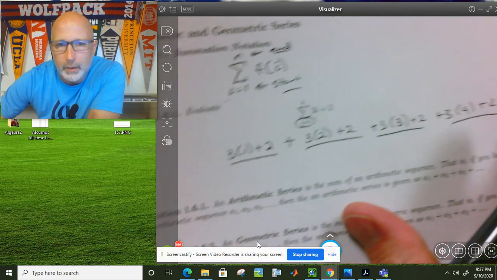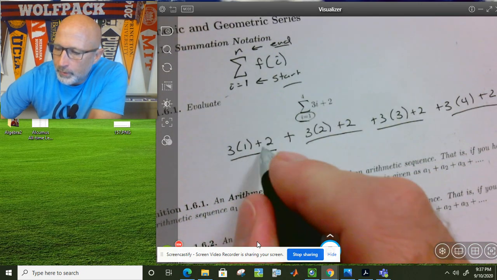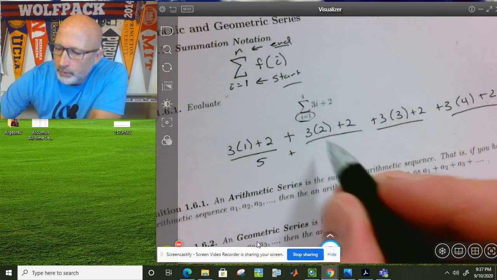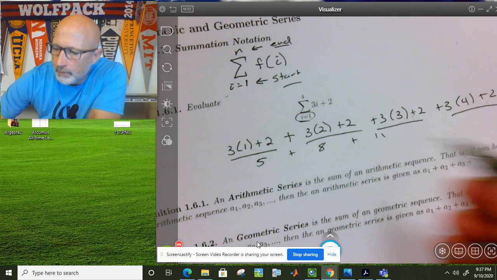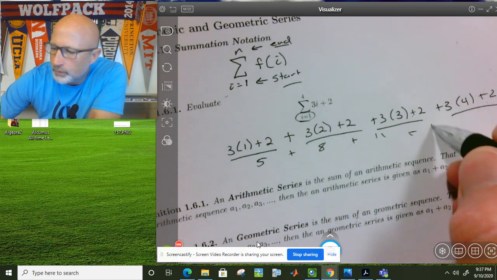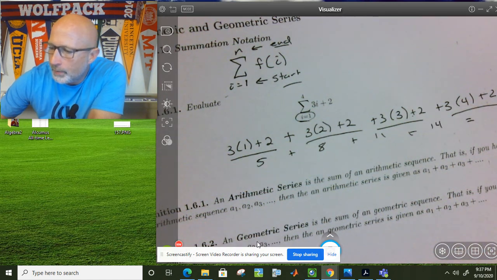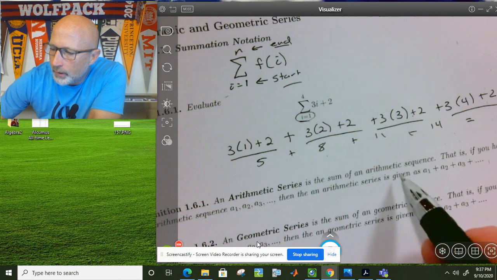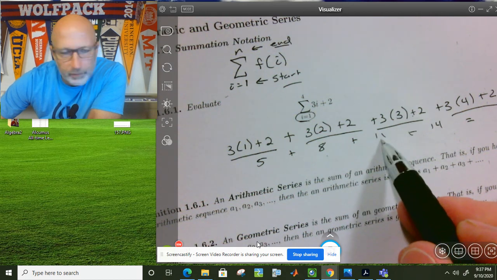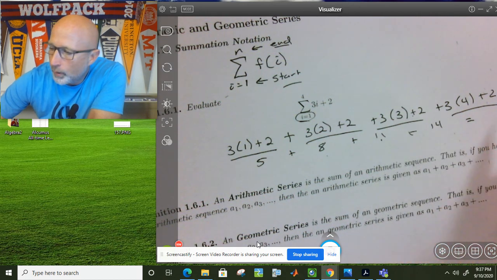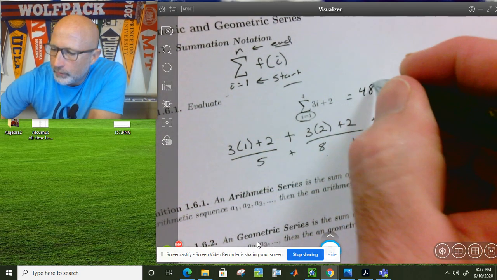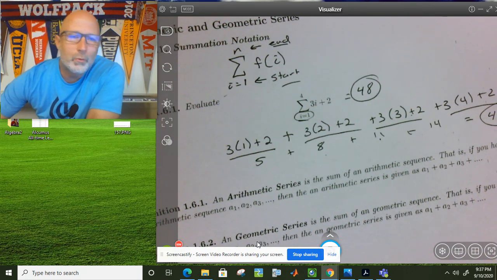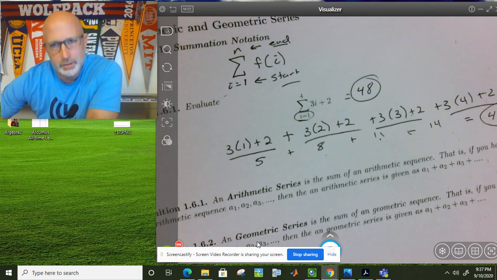And then I just evaluate this. So 3 plus 2 gives you 5, plus 6 plus 2 gives you 8, plus 9 plus 2 gives you 11, plus 12 plus 2 gives you 14. And when you add up everything, you get 48. So this thing turns out to be equal to 48. It's just a way to write out really long addition problems, but write it out really nicely.